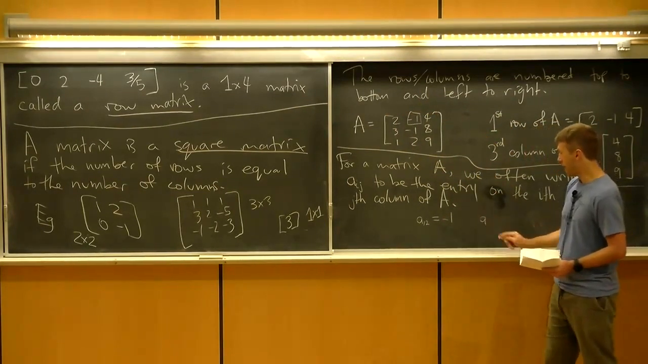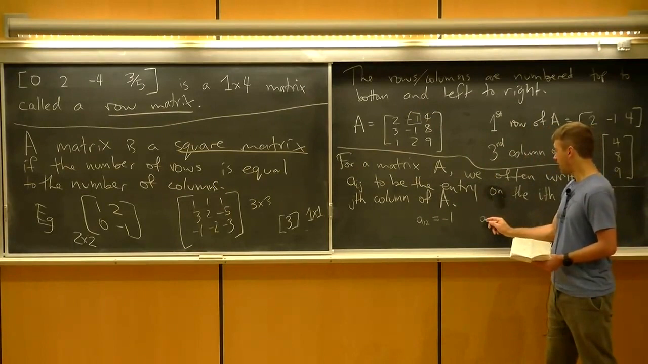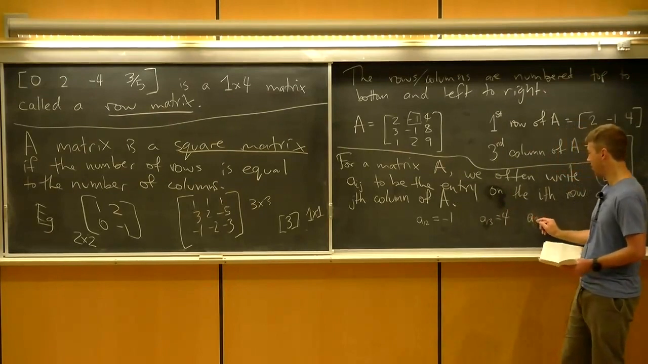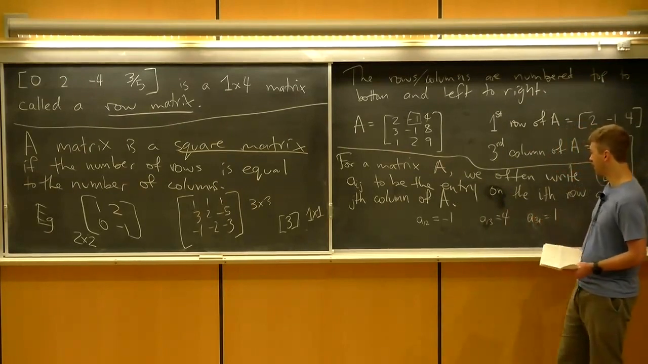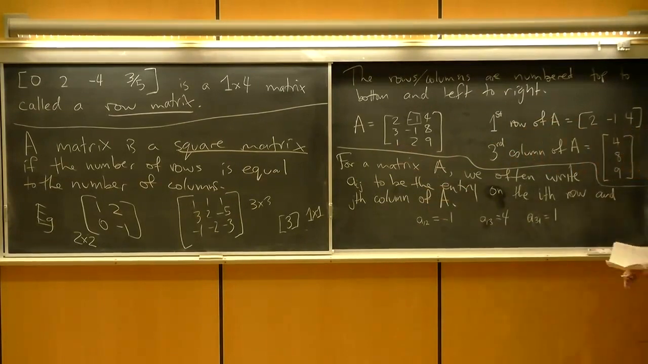And for example, A13 would be 4. A31 would be 1, right? Third row, first column is 1, and so on. Any questions about that?